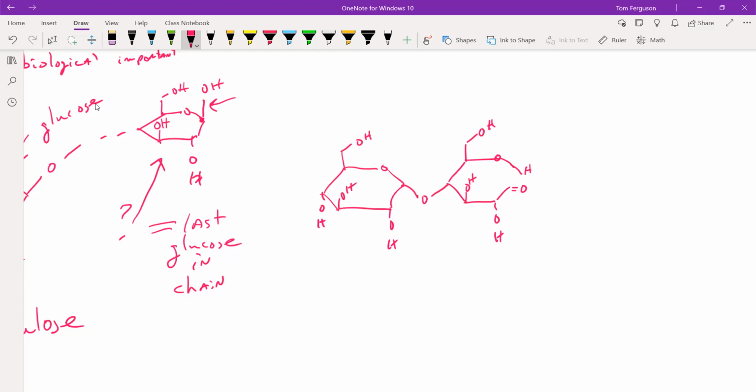Okay, so that is maltose. Once it opens up, because there's a hemiacetal on the right-hand glucose. And let's do Benedict's.